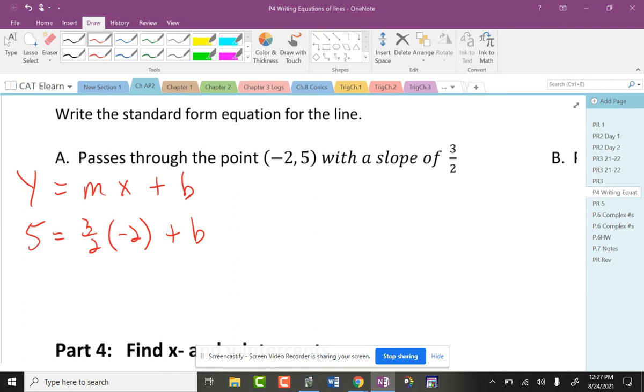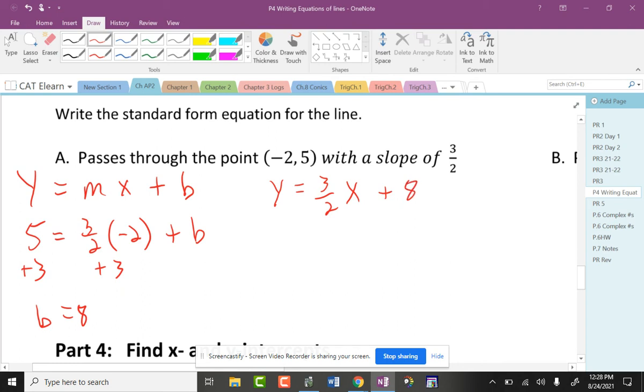So I'm going to go ahead and add 3 to both sides. We should be able to do that as a CAT student. Understand that that is negative 3, and I need to undo it. So b equals 8. And then Matt, y, bring the y back. Bring the 3 halves back and the x, and then insert that 8 in there.